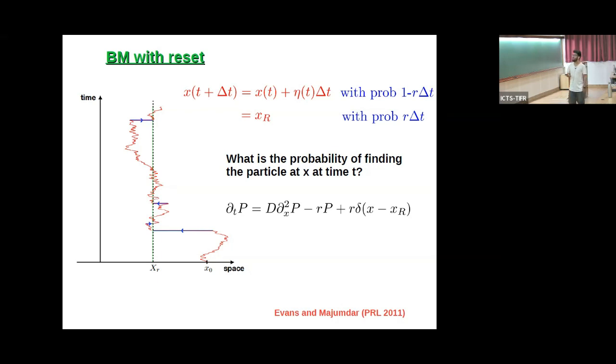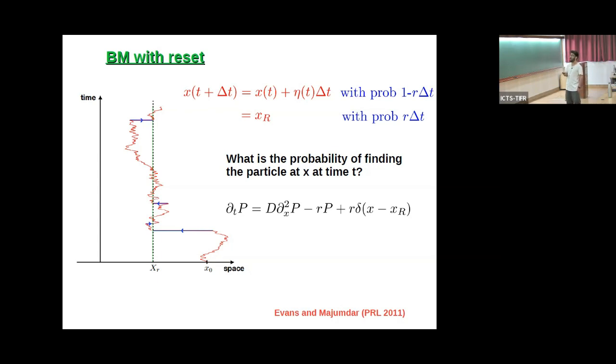And the question that I would like to ask is, what is the probability of finding the particle at some position x after some time t? If I denote this probability by p, I can write an equation for the probability. This is called the Fokker-Planck equation. And if r is equal to 0, then this particle is doing a normal Brownian motion, and in that case, the probability satisfies this diffusion equation.